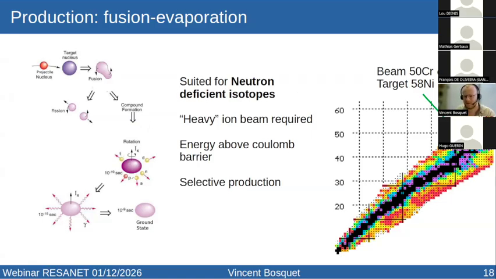And on the graph on the right, you can see the area of the nuclear chart that would be populated if we were to use a beam of chromium-50 at 5 MeV per nucleon onto a target of nickel-58.